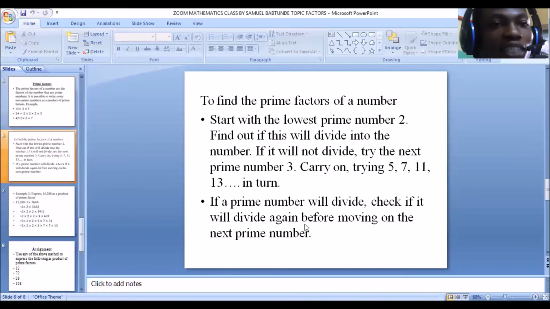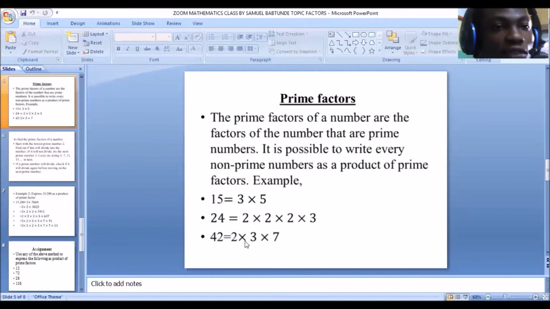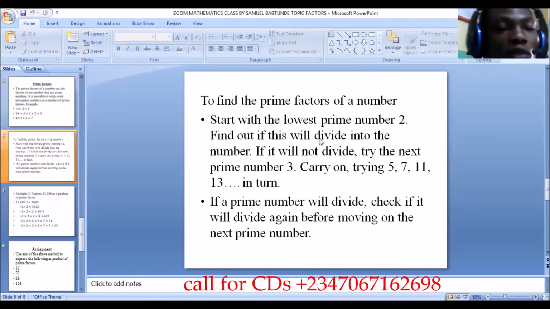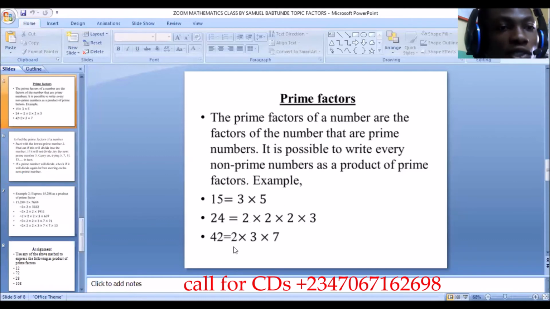Now, let's check out 42. We're going to express 42 as a product of its prime factors. Using this law which I gave, to find the prime factors of a number, you start with the lowest prime number, 2. So I'm going to be starting with my lowest prime number, which is 2.